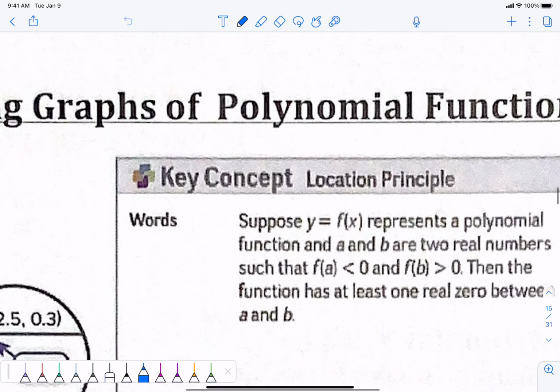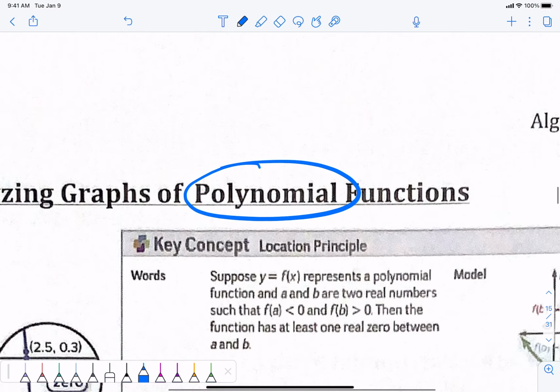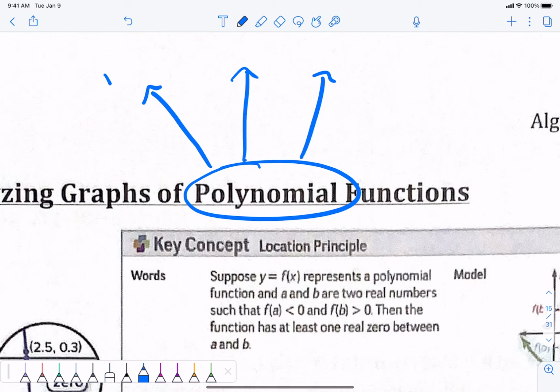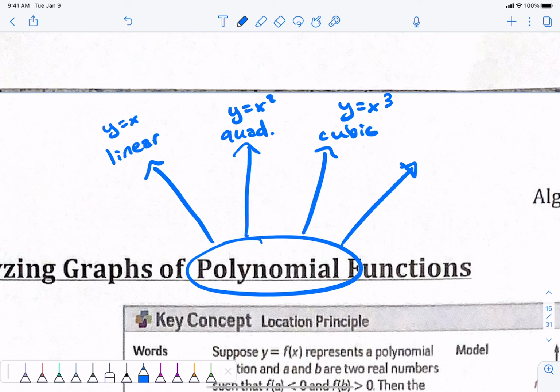But one thing I will add to the top of this paper is that polynomial functions are all going to be curvy functions, okay? Polynomial functions is the set of all the types of functions that we've been dealing with. The first one is a linear function, where it's y equals x. Then we have quadratic functions, which is y equals x squared. And then we have cubic functions, which is y equals x to the third power. And then we have quartic functions, which is y equals x to the fourth, and that type of thing, right?